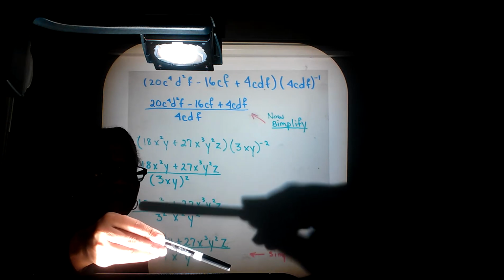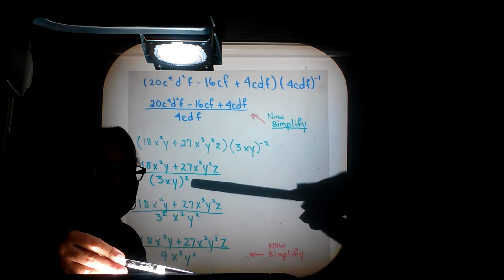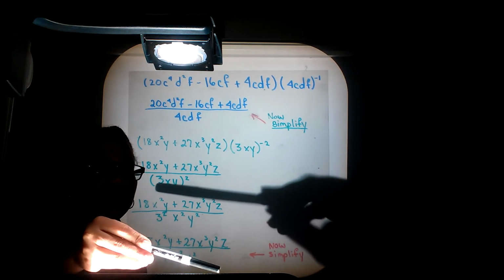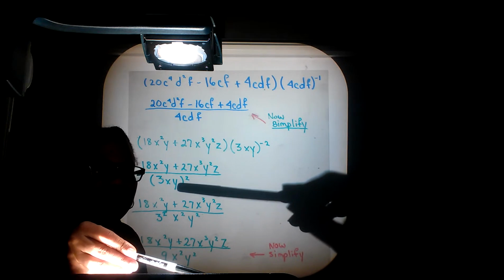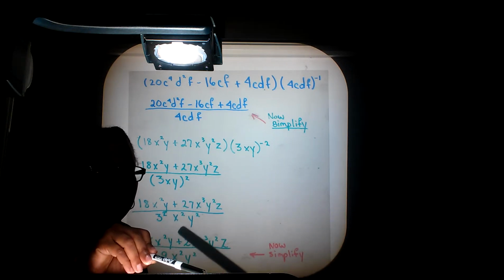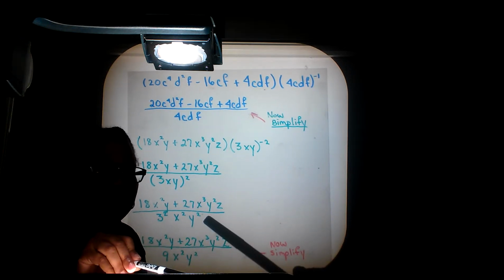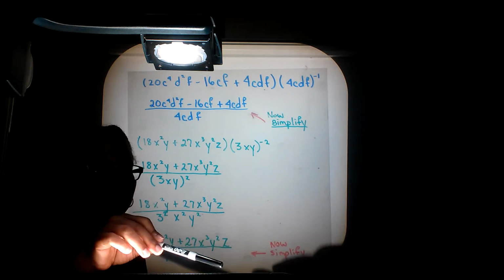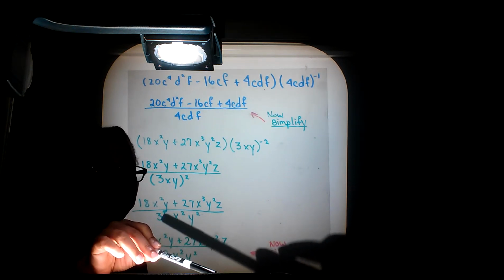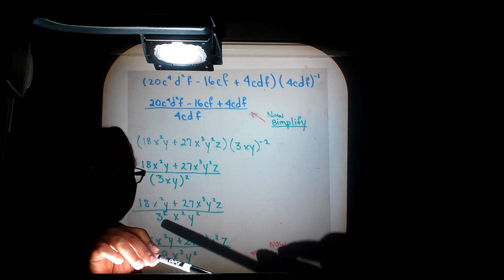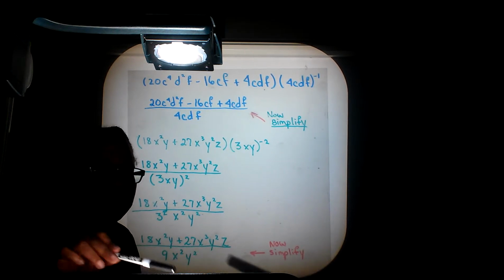Right here you need to simplify this exponent. It's raised to the second, so don't forget to multiply every exponent on the inside: 3 to the second, x to the second, y to the second. Then after you simplify 3 squared, you could go on and take this problem and put it over its own denominator.